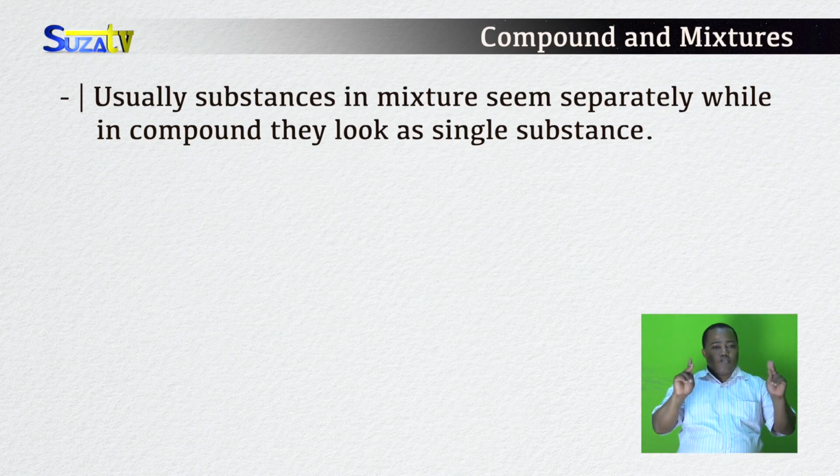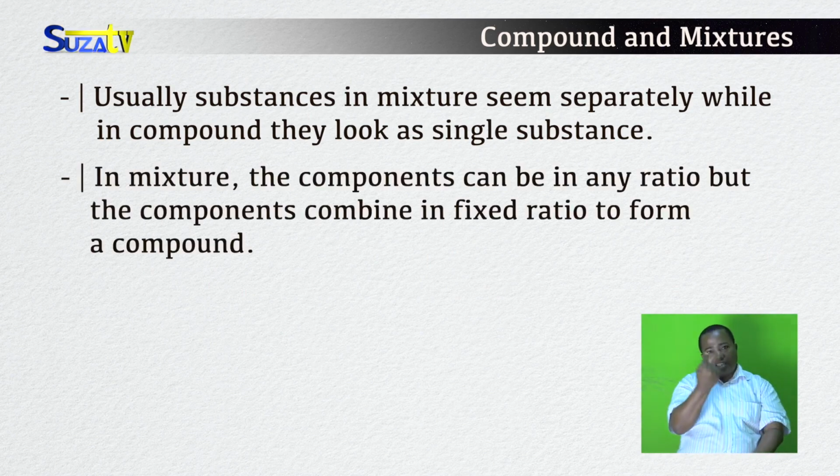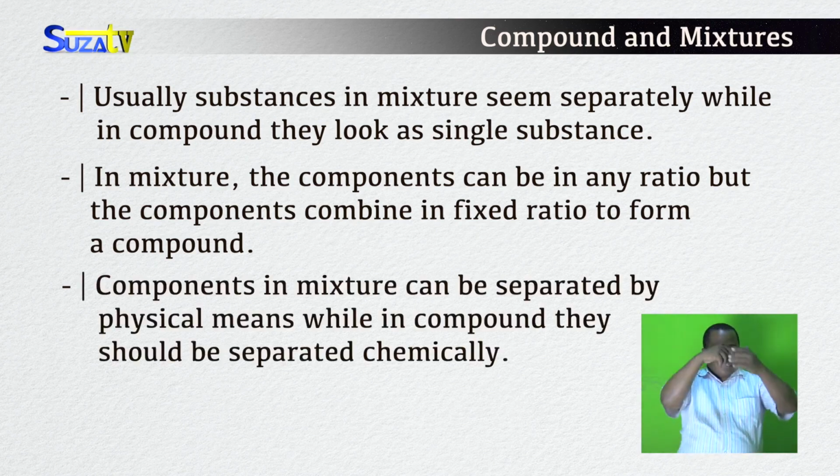Usually, substances in a mixture seem separate, while in a compound they look like a single substance. In a mixture, the components can be in any ratio, but in a compound, they combine in a fixed ratio. Components in a mixture can be separated by physical means, while in a compound, they should be separated chemically.